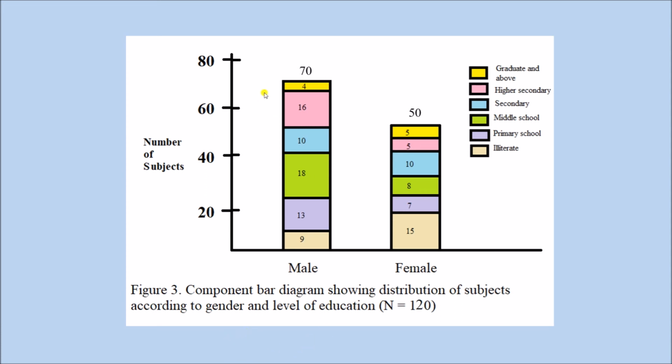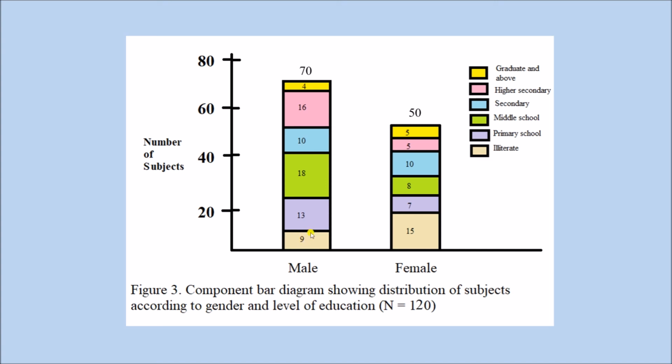After that, individual bars have been subdivided into multiple components, and these components are the level of education, that is the second variable. So as you can see, we have 70 male and 50 female subjects, that is why you have 120 total number of subjects here. These are the legends. In the different components, which are represented by different colors, we can see how many subjects belong to which level of education.